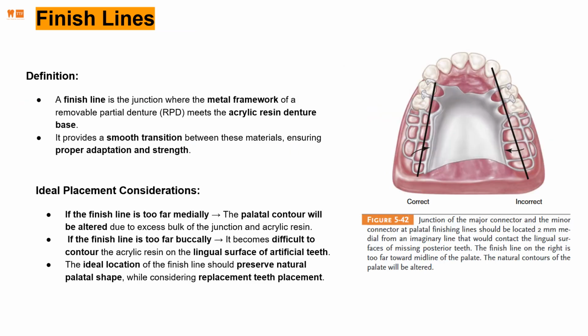So then there's something called finish lines. Finish lines are very, very exciting. Okay, they're not that simple to understand, but they're very simple things. A finish line is a junction where the metal meets the acrylic. Simple. So it provides a smooth transition between these two materials, ensuring proper adaptation. There will be a place where 100% of the metal meets 100% of the acrylic that will eventually be filled here.